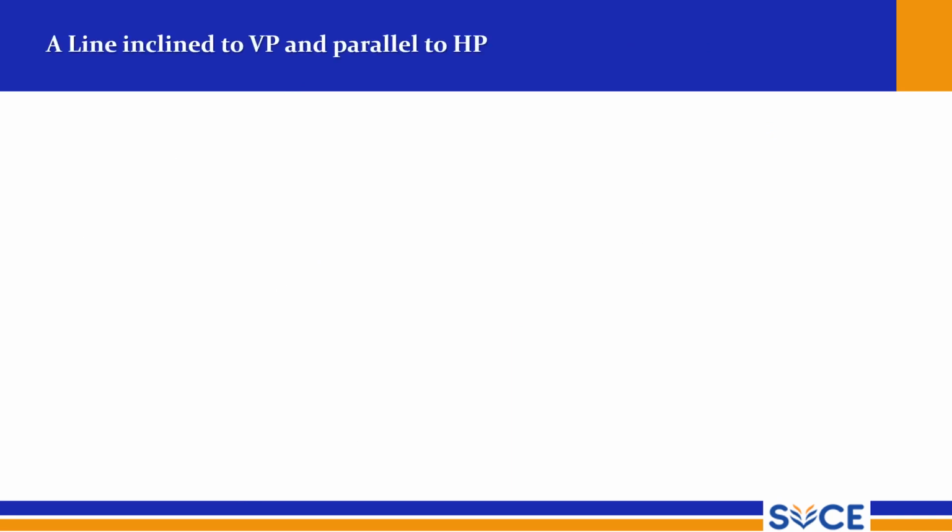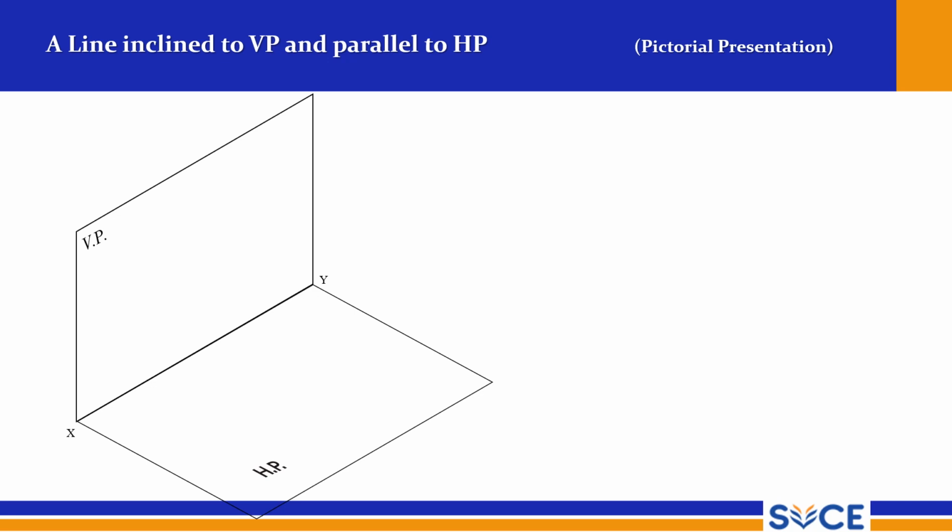Now we will see the next case, a line inclined to VP and parallel to HP. So this is the vice versa to the last case. In the last case we have seen the line is inclined to HP and parallel to VP, whereas here the line is inclined to VP. So that angle is known as phi. This is phi, and this is the true line, and the corresponding front view is an apparent length. In top view you can see the true length.